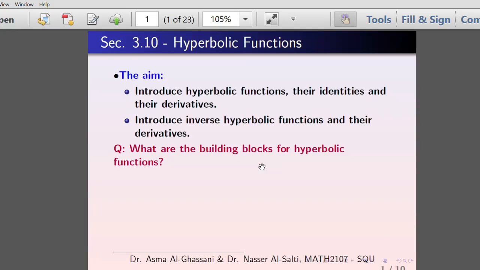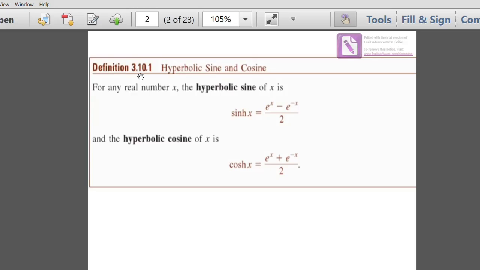For the hyperbolic function, the building blocks is the exponential function, which is exponential of x and exponential of minus x. So, let us start by the definition 3.10.1, the hyperbolic sine and cosine. For any real number x, the hyperbolic sine of x, or you can say sinh of x, is equal exponential of x minus exponential of minus x divided by 2. So the hyperbolic sine is given by exponential of x minus exponential of minus x divided by 2.